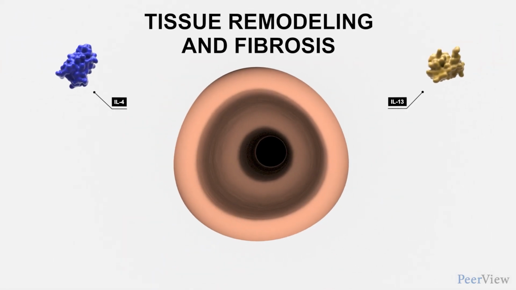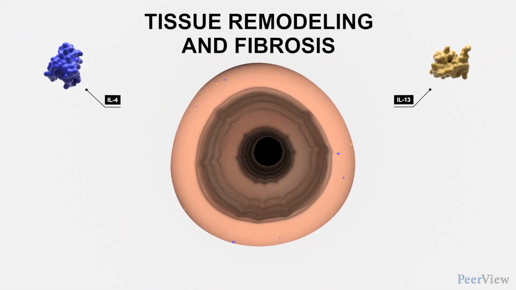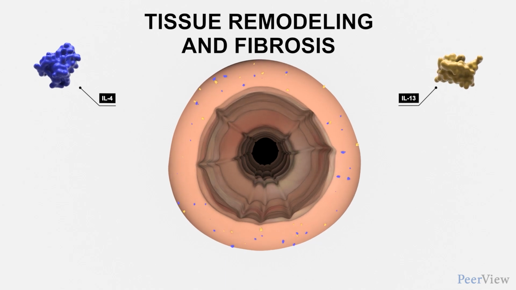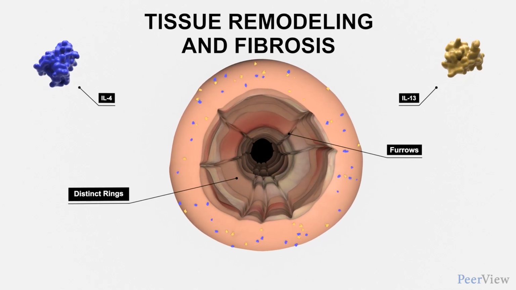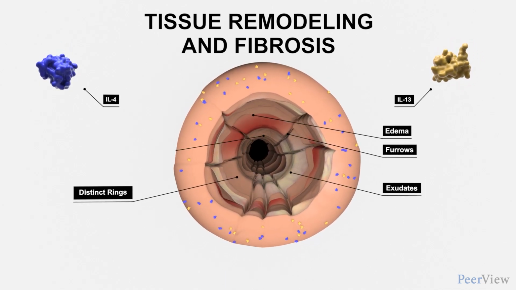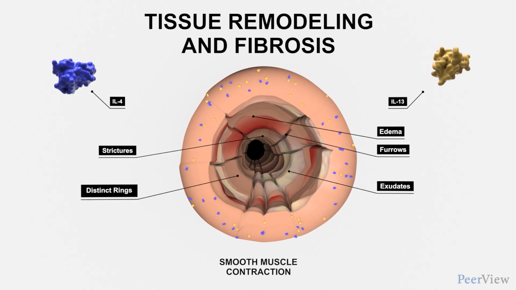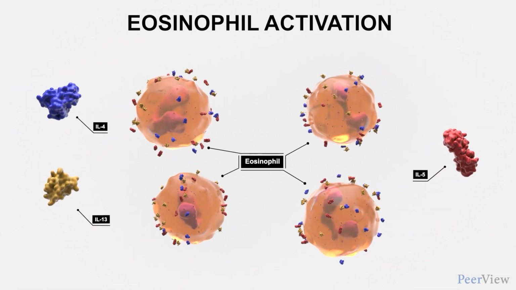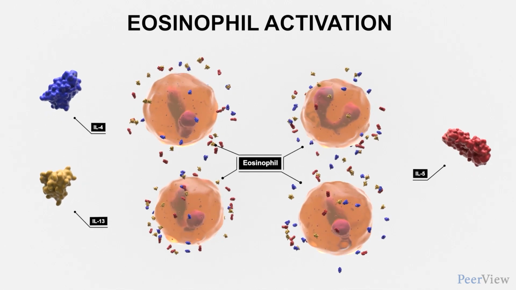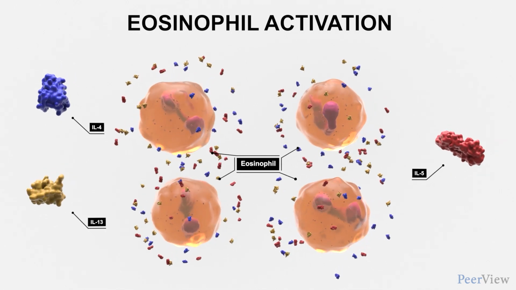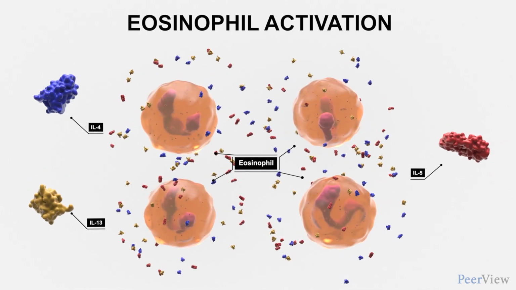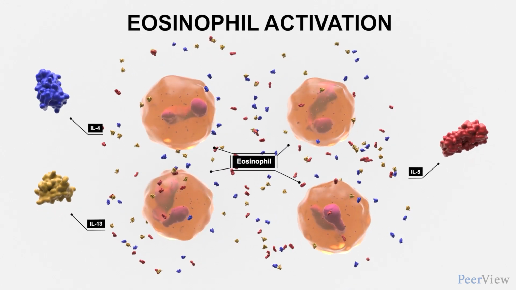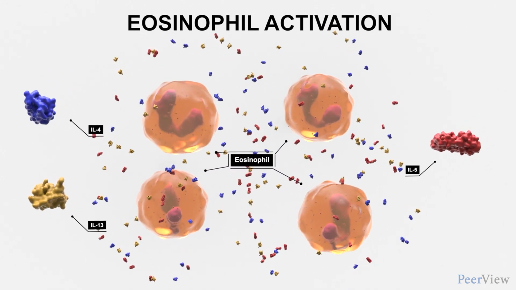They then propagate local inflammation, resulting in remodeling and fibrosis, such as furrows, distinct rings, edema, exudates, strictures, and increased smooth muscle contraction. IL-4, IL-13, and IL-5 also contribute to eosinophil activation and trafficking to tissues. IL-5 drives eosinophil differentiation in the bone marrow.